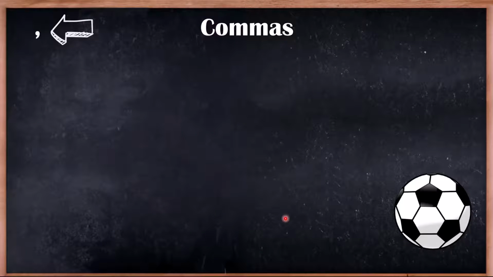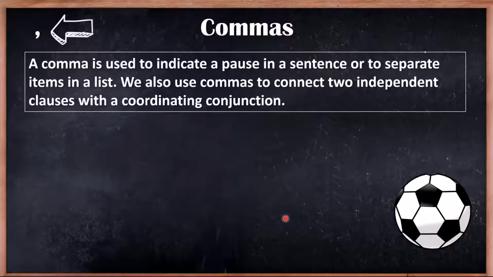Now let's talk about commas, and there are many different rules for commas, so let's talk about the basics. A comma is used to indicate a pause in a sentence or to separate items in a list. We also use commas to connect two independent clauses with a coordinating conjunction. And you can remember the coordinating conjunctions with the term fanboys. For, and, nor, but, or, yet, so.